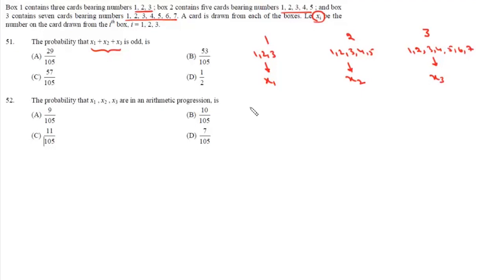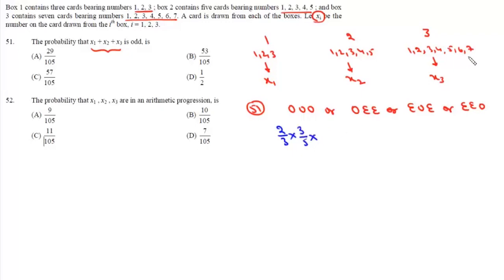Now it will be odd if all 3 of them are odd, or we get odd from one and then even from the other 2, or it could be odd from second, or it could be odd from third. So these are the 4 possible cases. Now getting an odd from this first box, it is 2 by 3. Odd from second is 3 by 5.